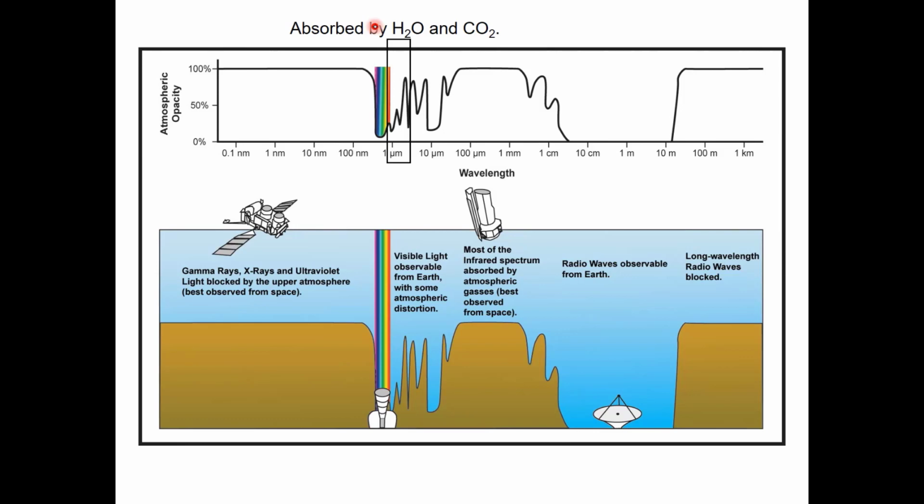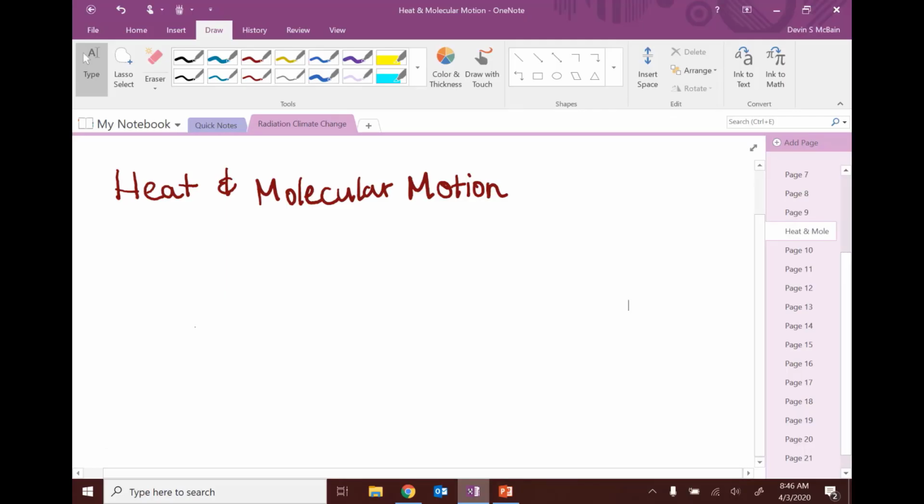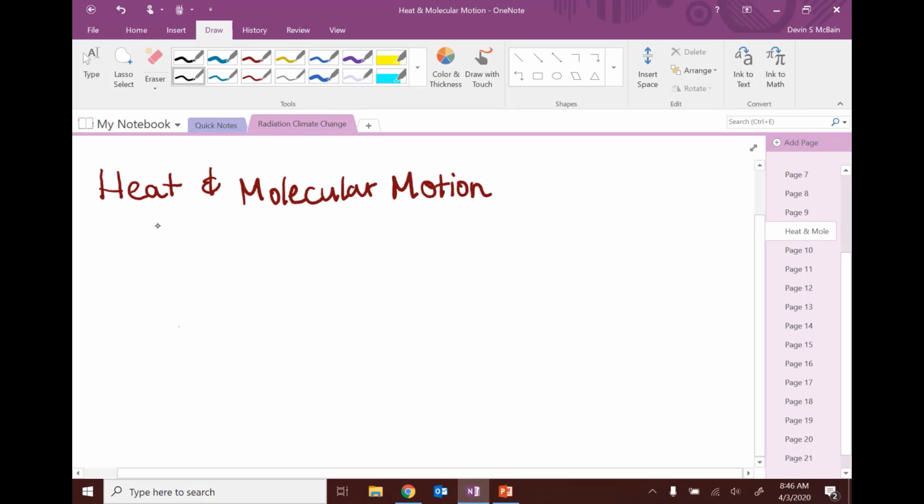But first we need to have a discussion about heat, okay, because that's the warming and the global warming, right? So we need to talk about heat and molecular motion, and really the big take home here is that heat and molecular motion are the same thing, okay?